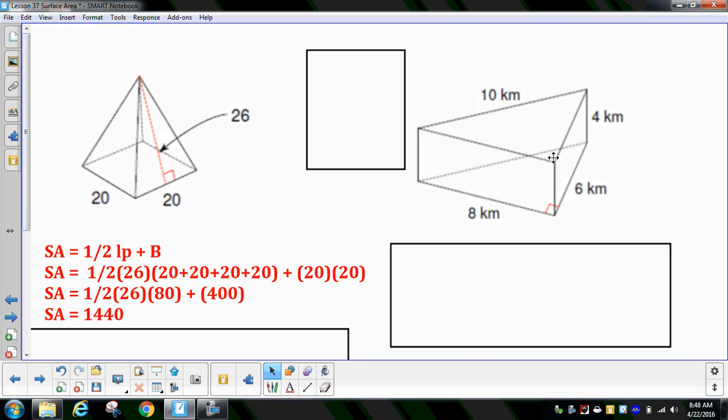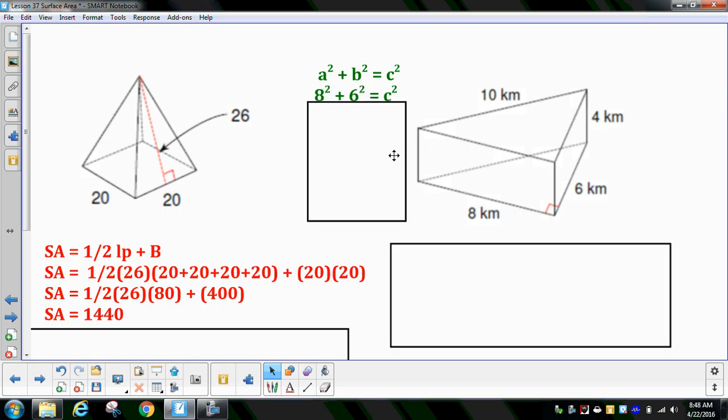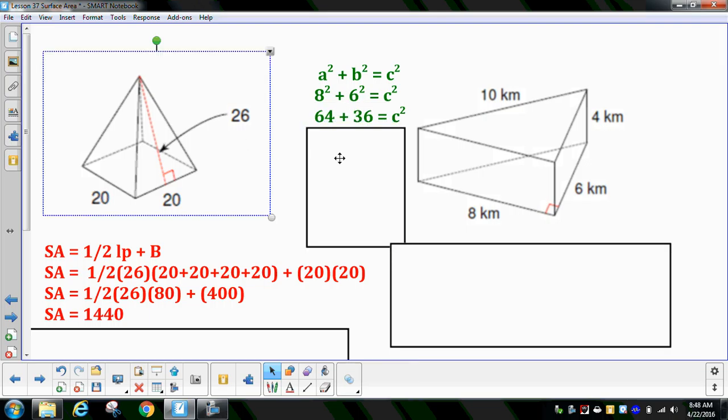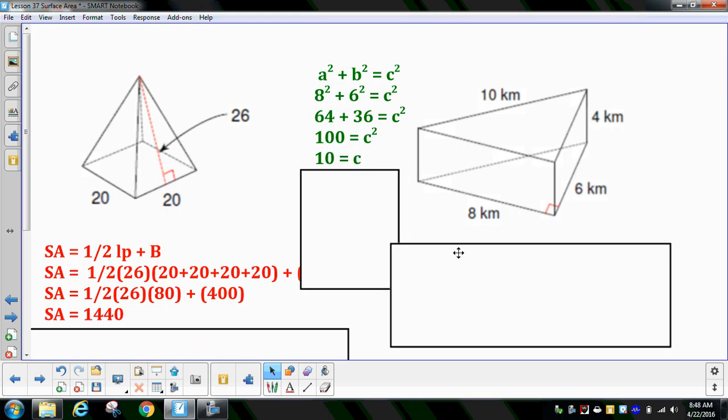Here we have a triangular pyramid, and you can see that this triangle is a right triangle, and we're going to need to know the hypotenuse, so we're going to use the Pythagorean theorem quick and find that. So Pythagorean theorem, 8 and 6 are my legs, so I put those in for A and B, and I simplify. I take the square root of 100 and the square root of c squared, and I find out that the side that I'm looking for right there is 10.